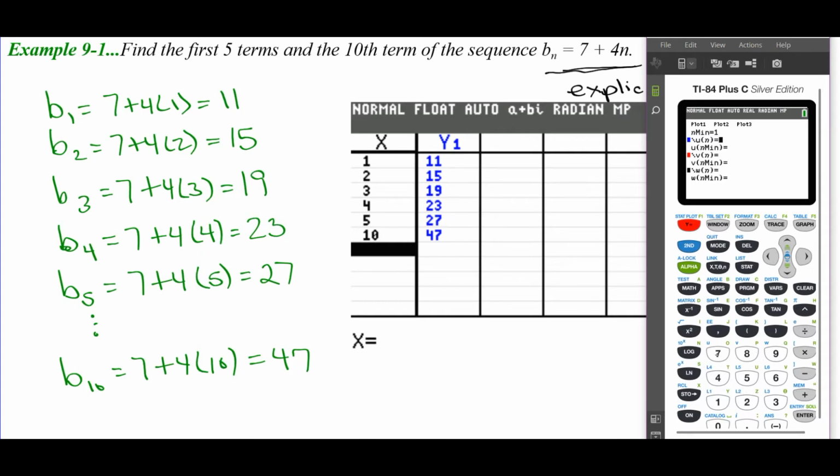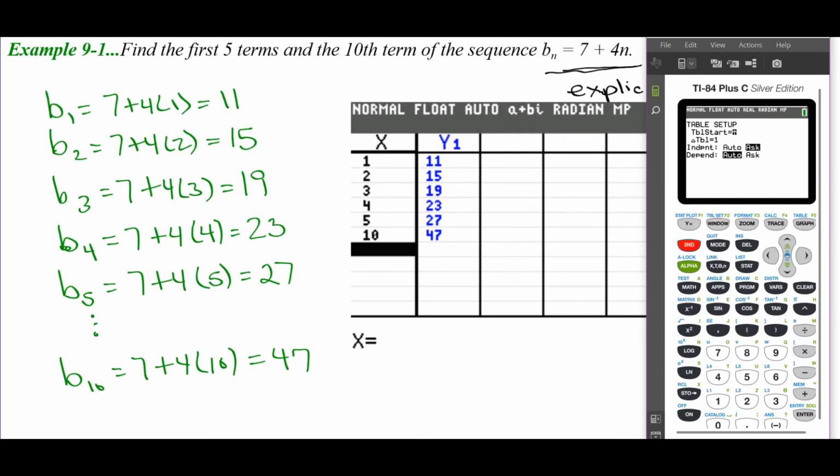So I'm going to go 7 plus 4, and then I need that n, and now I'm just going to use that same button we use for x. So it says x, comma, t, comma, theta, comma, n. So each of those represents each of the modes that we have. So usually we're in function mode and we get an x, but now we're in sequence mode, so when we press that button, we're going to get the n. Since this is an explicit formula, we don't have to put anything in the u n min. I would again double check that you have your table settings set properly. So remember, what we want is independent on ask and dependent on auto.